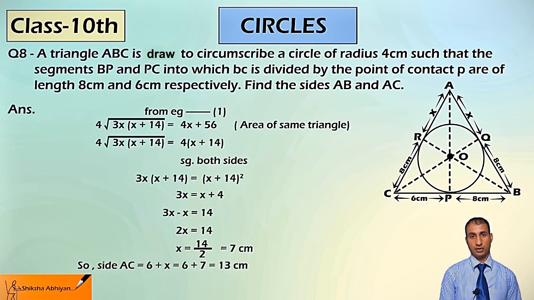Therefore side AC is equal to 6 plus x, that is 6 plus 7 is equal to 13 centimeter, and side AB is equal to 8 plus x, that is 8 plus 7 is equal to 15 centimeter. Hence the sides are found. Question is completed.